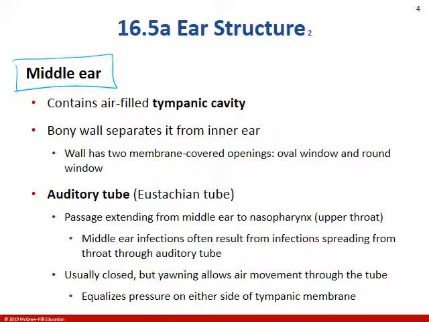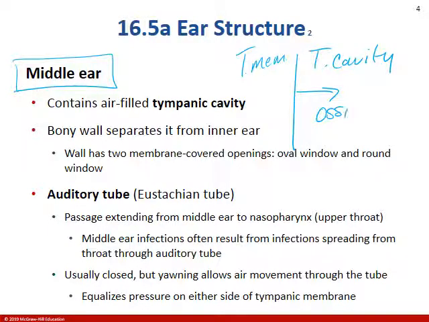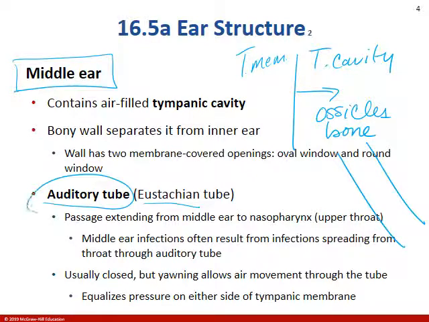In the middle ear, we have anything after the tympanic membrane. So after the tympanic membrane, you have the tympanic cavity, and this is where we're going to have the ossicles, or the bones of the ear, that we'll see on the next slide. You're also going to have the auditory tube. It used to be called the eustachian tube. We're really trying to stay away from eponyms, so it's the auditory tube. And the auditory tube is going to lead to the nasopharynx.